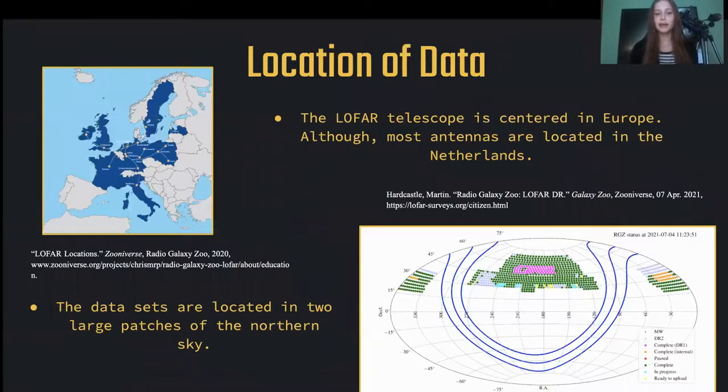The antennas of the LOFAR telescope are located all around Europe, as shown on the image to the left. LOFAR is a unique telescope because it is composed of thousands of antennas that work together to create one big telescope. The LOFAR telescope creates high-resolution images that inform us about the earliest events of our universe. This project aims to analyze data in the northern portion of our sky. The image on the right shows the location of the datasets and their status of completion.